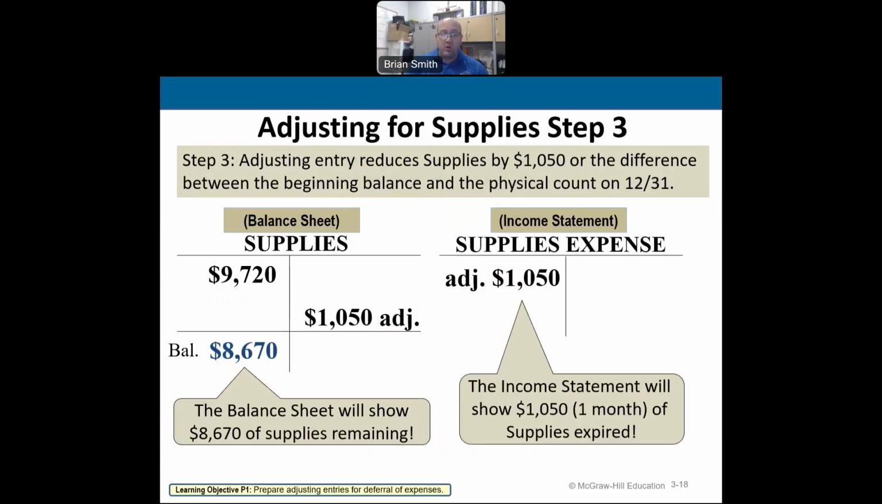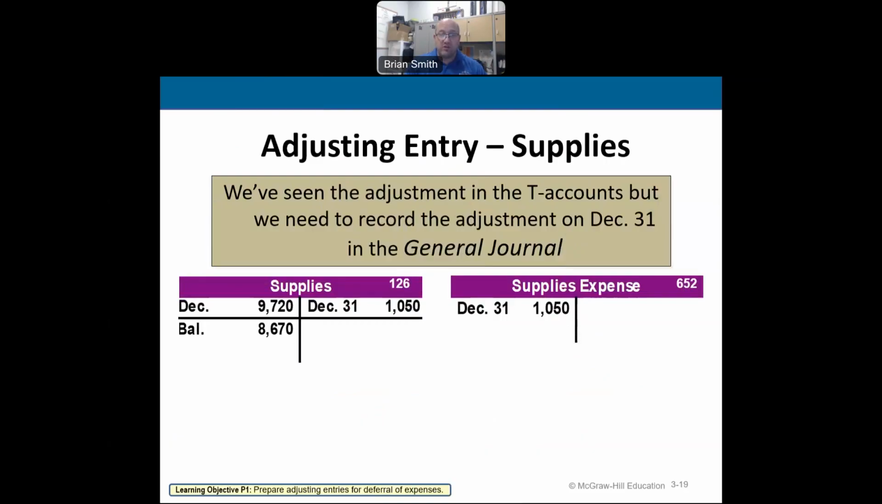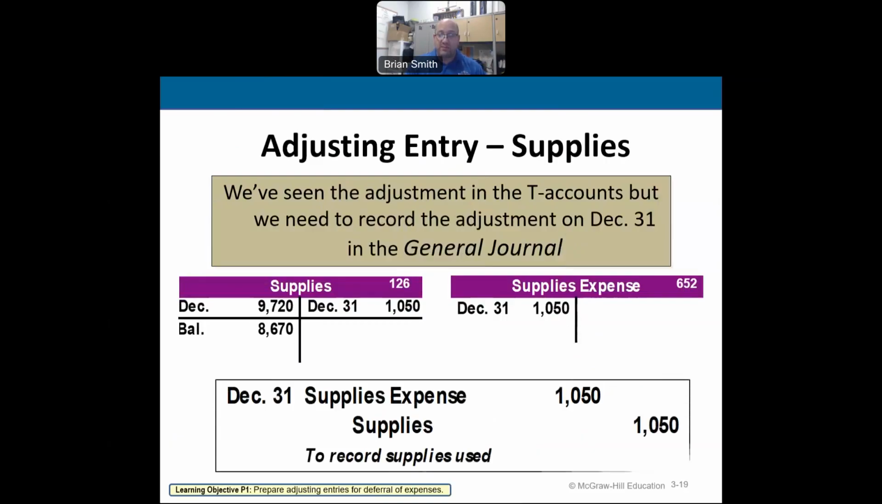And then you are going to expense that account using a debit. So debit supplies expense, credit supplies. Again, your balance sheet and income statement accounts. Your general journal will show the supplies expense of $1,050 debited and supplies credited for $1,050 also.